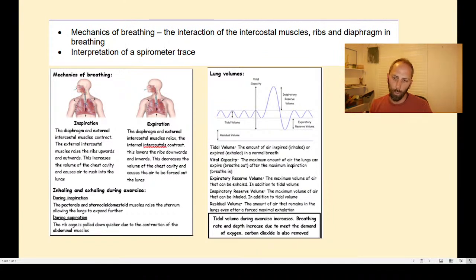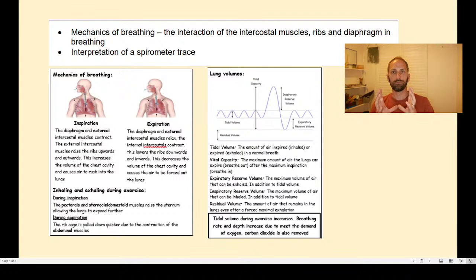So within the mechanics of breathing, you need to understand how those muscles contract during inspiration and how they relax during expiration. Because basically if I breathe in, I consciously have to think about it because my muscles have to contract. Whereas when you breathe out, when you expire, it's a passive process where everything relaxes. So that's one of the things to think about: everything contracts in inspiration, everything relaxes in expiration. So how does it work?